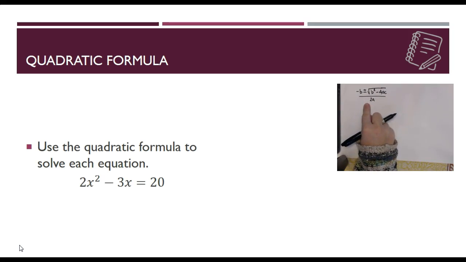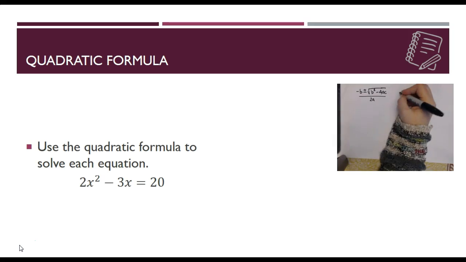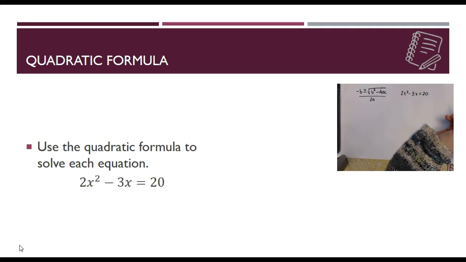So you should have written down in your notes or memorized the quadratic formula, which is negative b plus or minus the square root of b squared minus 4ac over 2a. In this case, we want to start with our quadratic equation, which, as you can see on the slide, is 2x squared minus 3x equals 20.